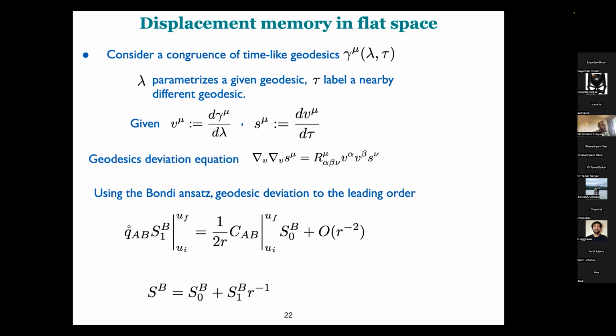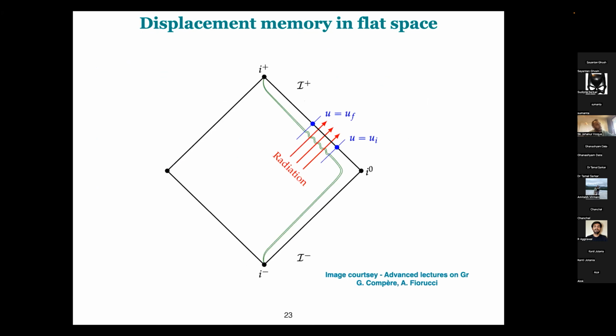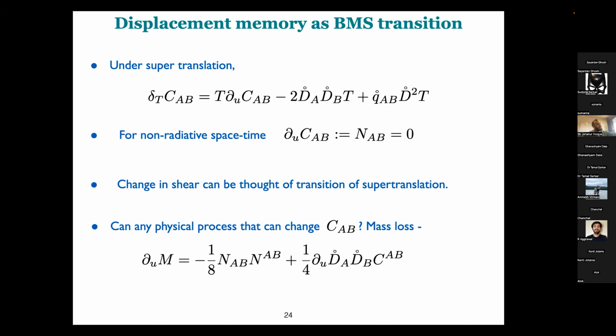Because the memory depends on u_i and u_f. So you can exploit this delta T freedom in flat space-time, where your del_u CAB is 0, to put CAB either initial or final to be 0. But you cannot put both to be 0 using the same supertranslation vector field. That is why the memory effect is a transition between these BMS vector fields.